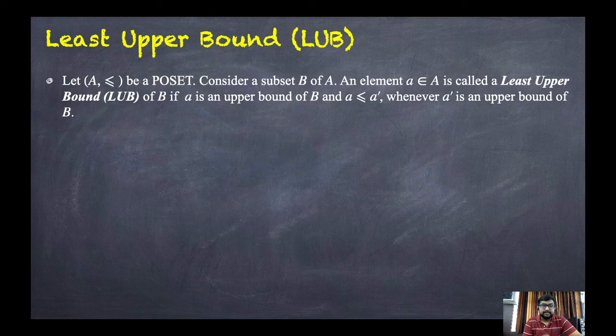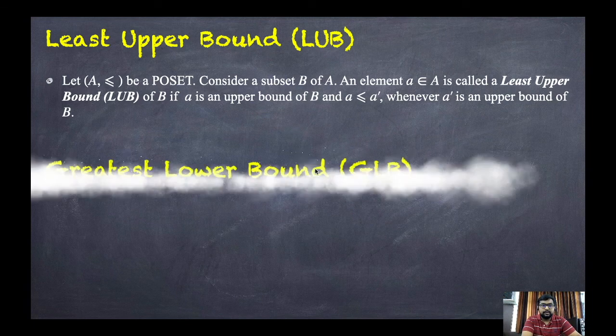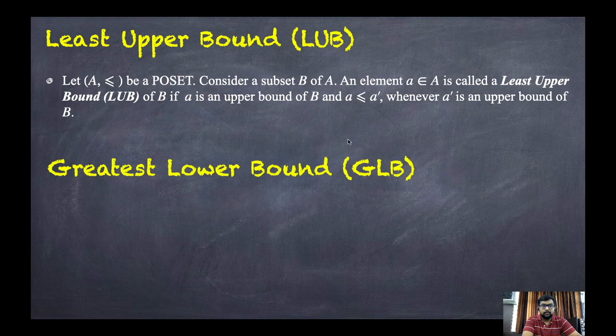Now what is least upper bound? Let (A, ≤) be a poset. Now consider a subset B of A. An element a belonging to A is called a least upper bound, that means LUB, of the set B if a is an upper bound of B and a ≤ a' whenever a' is an upper bound of B.